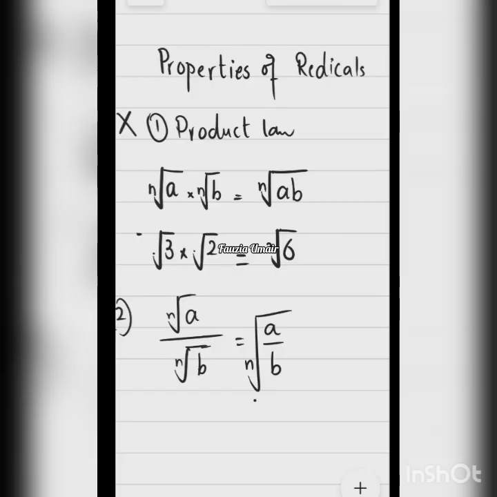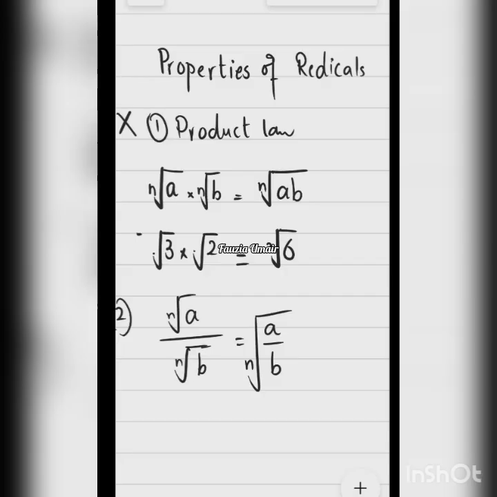So now comes the third law. Third law is power of power. So let me, for example... So, beta, I hope things are clear till now. Yes, ma'am. All right, very good.